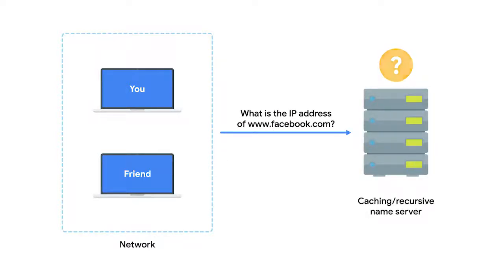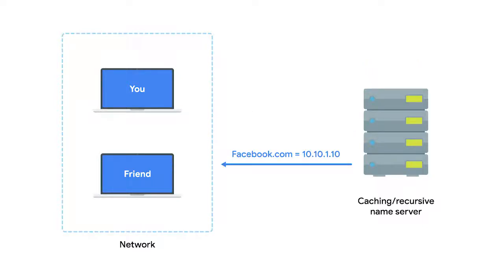Both of your computers are on the same network, which usually means that they've both been configured with the same name server. So your friend's computer asks the name server for the IP of www.facebook.com, which it doesn't know. This name server now performs a fully recursive resolution to discover the correct IP for www.facebook.com. This involves a bunch of steps we'll cover in just a moment. This IP is then both delivered to your friend's computer and stored locally in a cache.